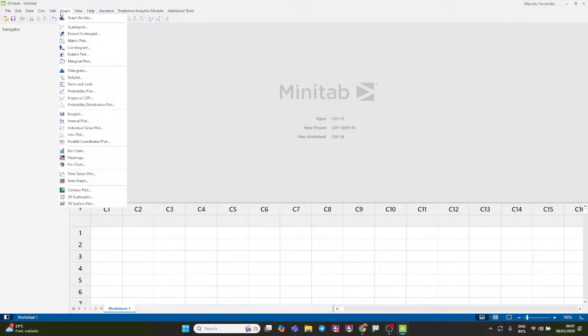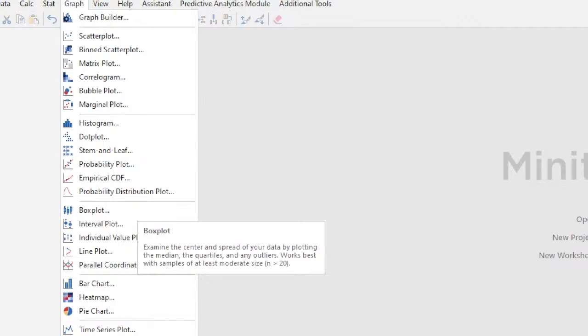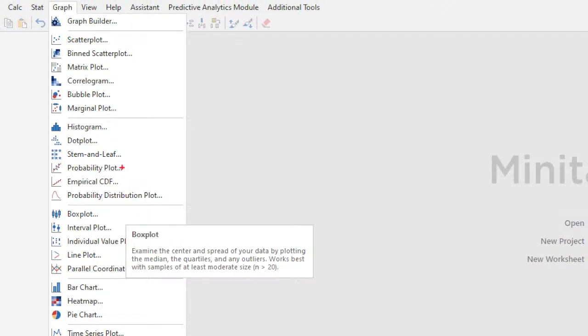Okay, and you can find BoxPlot here in Graph and then BoxPlot, simple like that. And it's interesting because when you are using Minitab, when you just point your arrow to the tool, you will have a few important words. So examine the center and spread of your data by plotting the median, the quartiles, and any outliers. Let's talk about that. Works best with samples of at least moderate size, meaning more than 20.